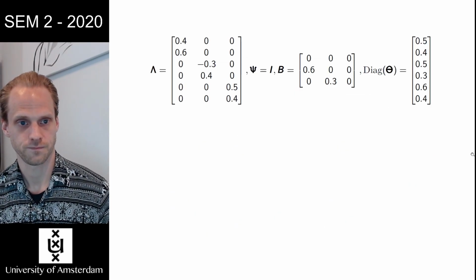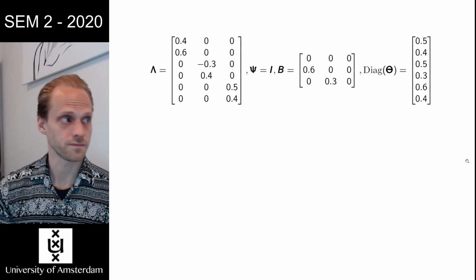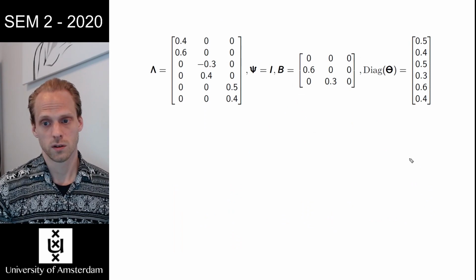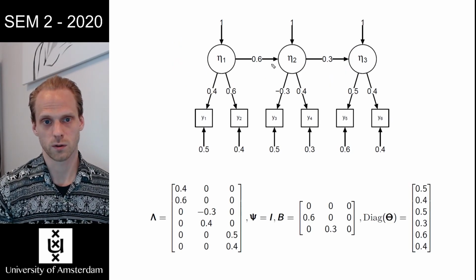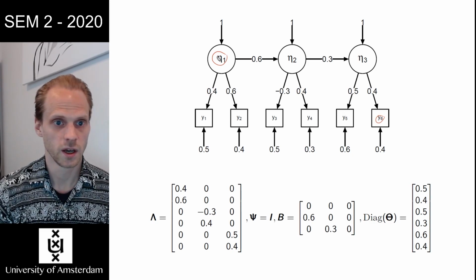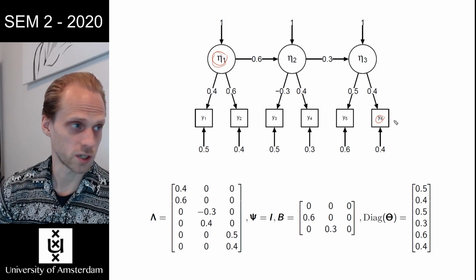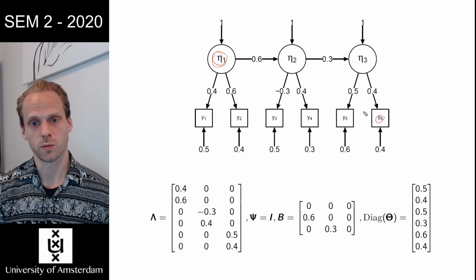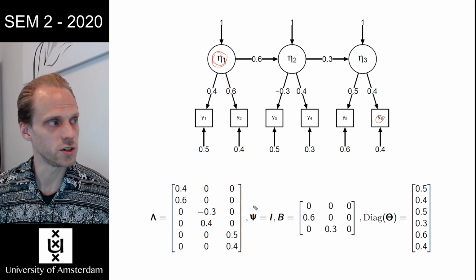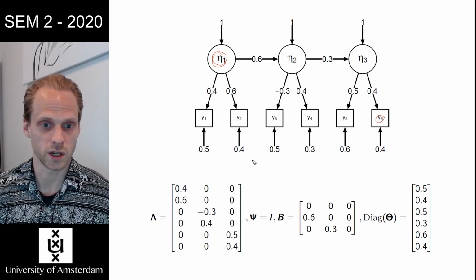So let's first look at these matrices. We need a few things. For example, we need to know the covariance between like y1 and y6 if we want to look at the causal effect of this on y6, for example. Right, so we need to compute a few things. We can also use our path tracing rules for that, but this uses matrices, so you also get a bit more experience with that.